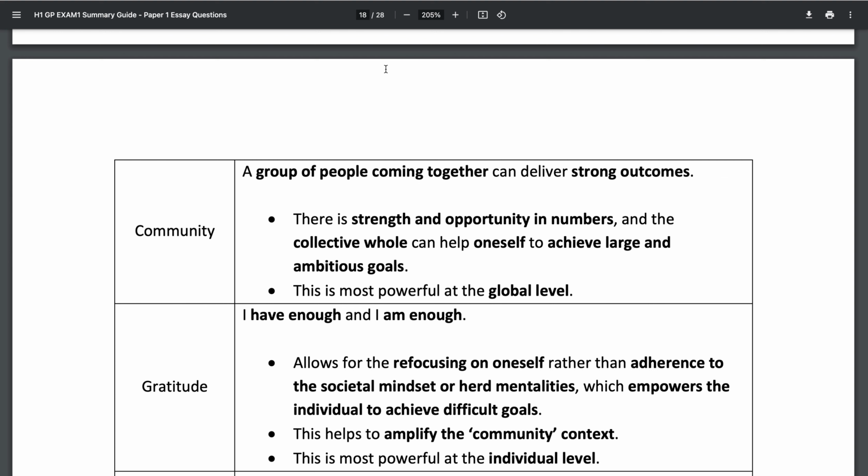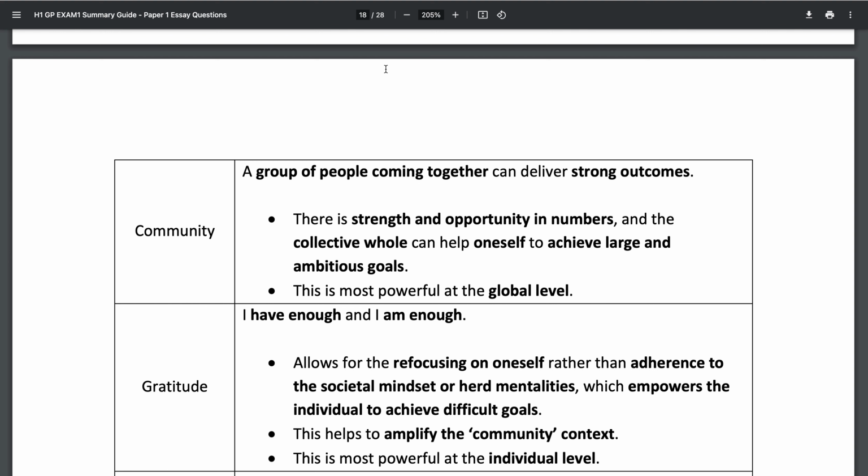This is most powerful at the global level. Yes, climate change can be solved, but how does it get solved? You need a group of people, and in this case, the group of people is all of us. It takes just one country. It just takes one country, and our climate change objectives can be removed. They can never be reached.